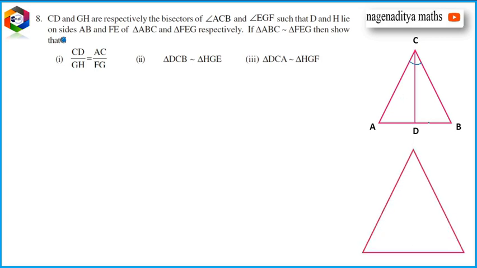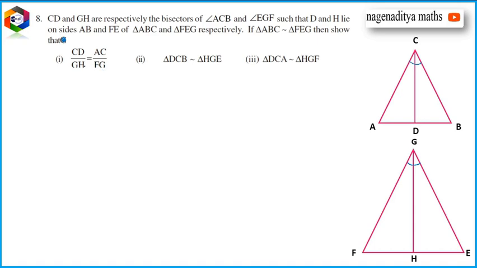So next diagram. This is triangle FGE, and here GH is the angular bisector of angle FGE. So that means the total angle will be bisected. That means angle FGH is equal to angle EGH. Okay. So this is given in the problem, and what we have to prove? The first thing is we have to prove CD by GH is equal to AC by FG.